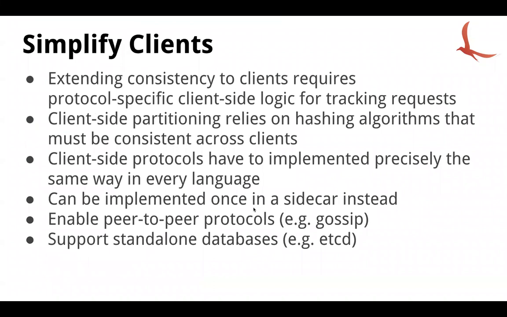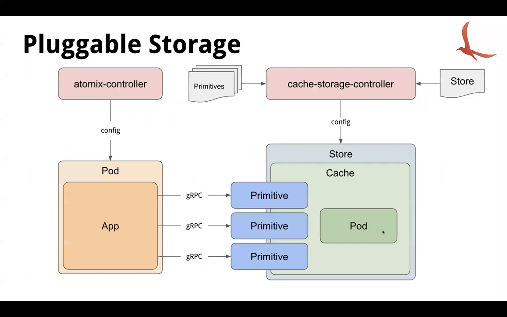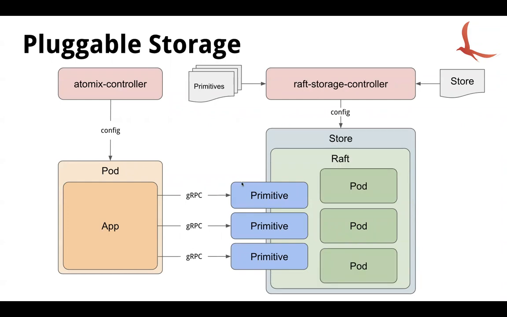All right. And then the last step on this transformation was to simplify clients. So the architecture that we have here puts primitives all behind a server on the server side. But the problem is with a lot of protocols like RAFT. RAFT is a consensus algorithm that gives you consensus and strong consistency inside of the cluster, among the RAFT members, but that doesn't give you strong consistency in the client. In order to do that, you have to implement a session protocol, which ensures that that consistency extends to the client.